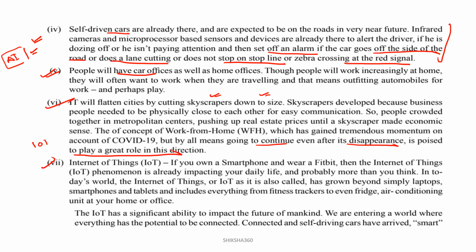Internet of Things, IoT. If you own a smartphone and wear a Fitbit, then the Internet of Things phenomenon is already impacting your daily life, probably more than you think. In today's world, the Internet of Things has grown beyond simply laptops, smartphones, and tablets, and includes everything from fitness trackers to even the fridge and air conditioning unit at your home or office.